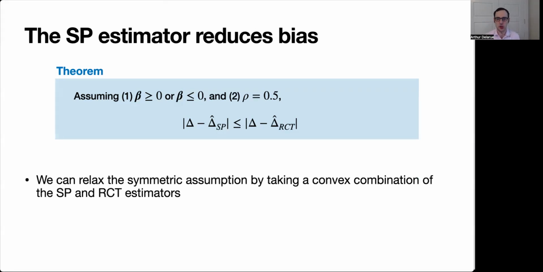And this symmetric assumption, I acknowledge, is pretty strong. And it turns out that actually we can relax this. If you just want to have provable bias reduction, you can take a convex combination of the shadow price and the RCT estimator. And that removes the pathological edge cases which can happen when the experiment is not symmetric. So that's a way to fix that, and that's a way that you can get provable bias reduction for any fraction of your population that's going to be exposed to treatment.